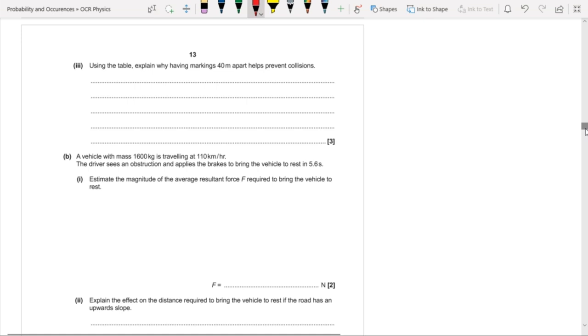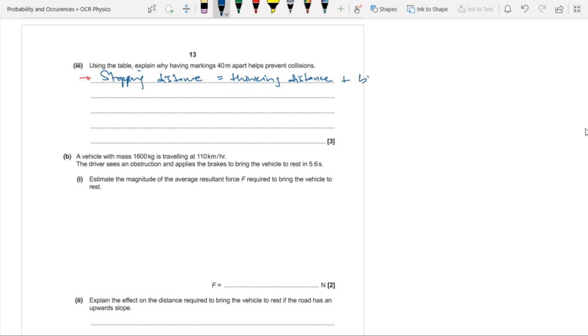So let's start the answer. We know that stopping distance is equal to the thinking distance plus the braking distance. And from the table above, the thinking distance is 21 meters.